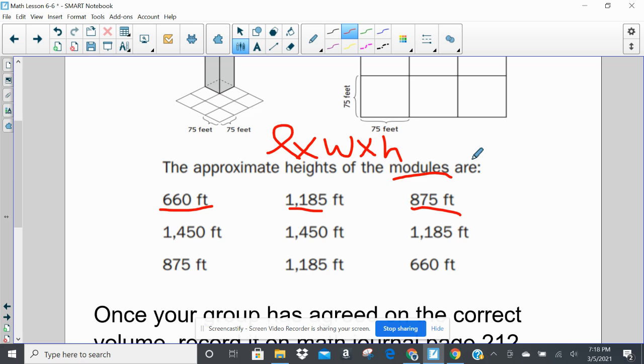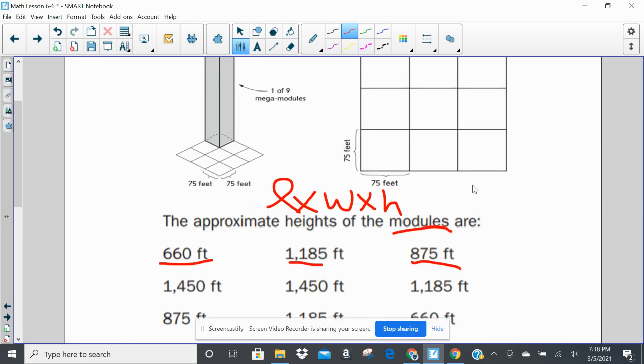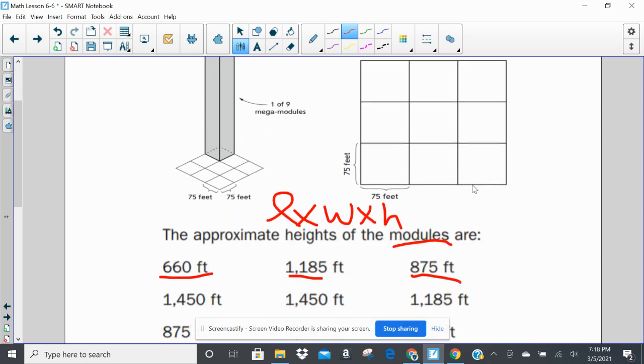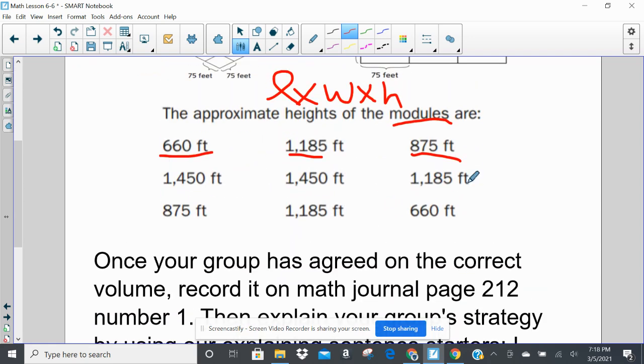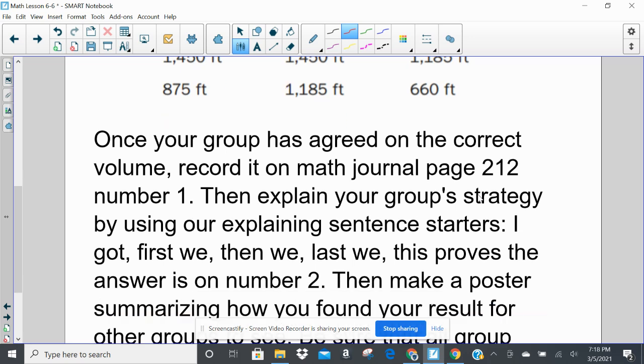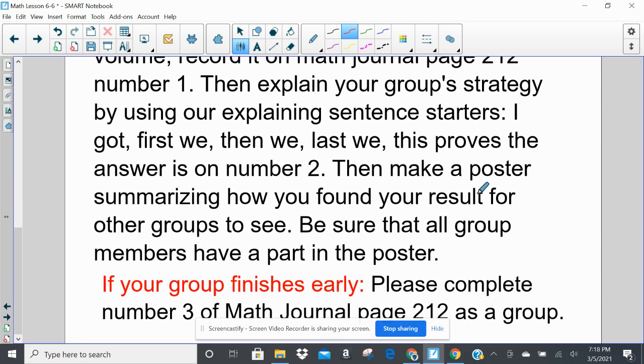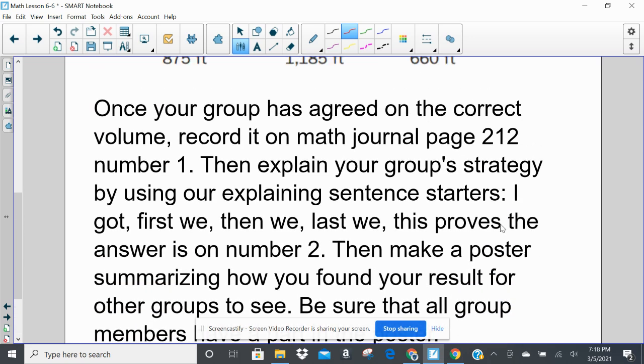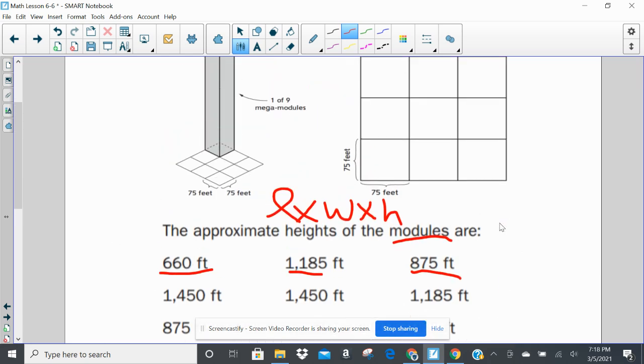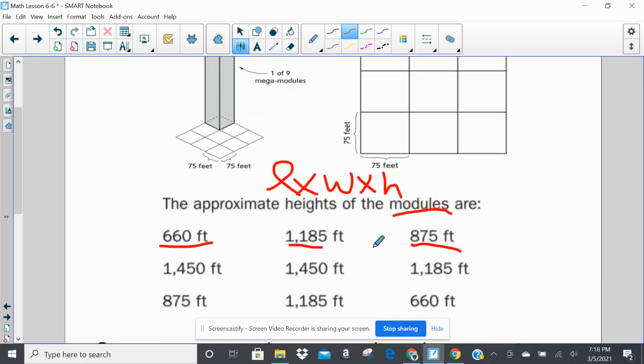That is your challenge today, to try to figure out the volume of the Willis Tower using this sheet. Okay? And that's all we're doing today. You're just trying to find the volume of the Willis Tower. So I gave you the height, you know the length and width of the bottom base. How could I use those heights to figure out the total volume?